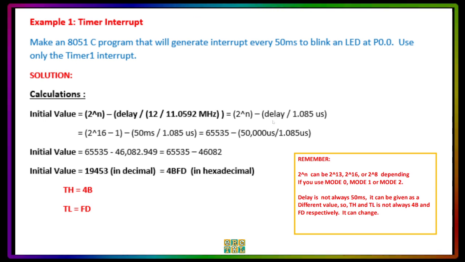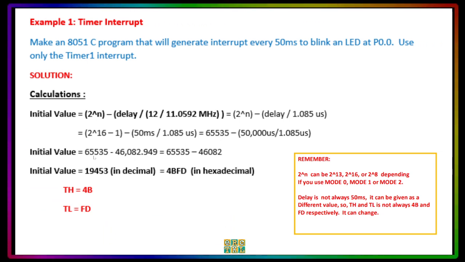microsecond. So the delay that we want is 50 milliseconds, but we cannot divide 50 milliseconds by microseconds. So you have to make this also microseconds so that we can cancel the microseconds unit here. And 65536 minus 1, which is 2 to the power of 16, will be 65535. Again, this formula 2 to the n should be 2 to the n minus 1. That's why we got 65536 minus 1, we have 65535.